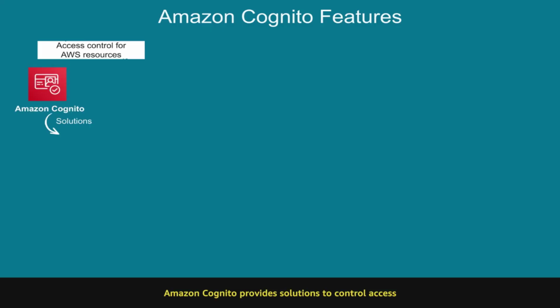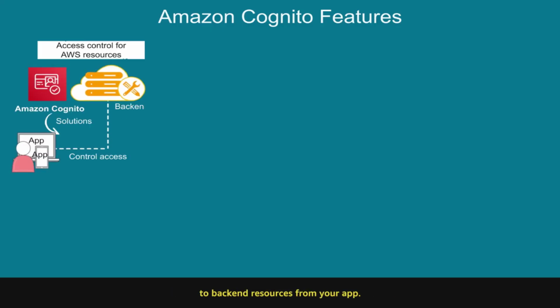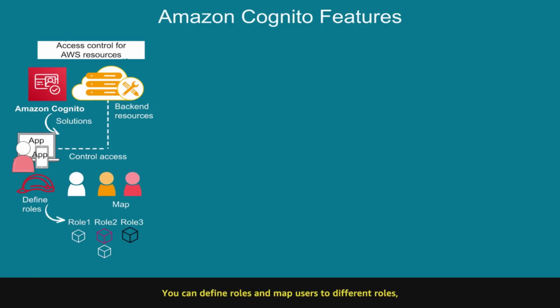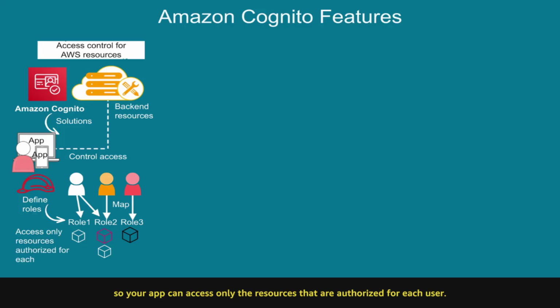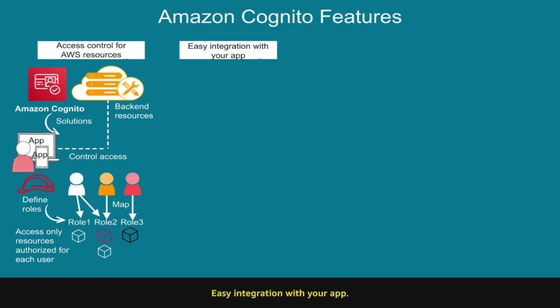Access control for AWS resources. Amazon Cognito provides solutions to control access to backend resources from your app. You can define roles and map users to different roles, so your app can access only the resources that are authorized for each user.